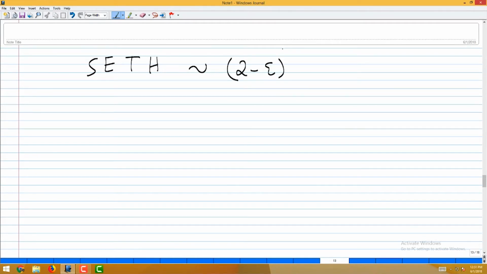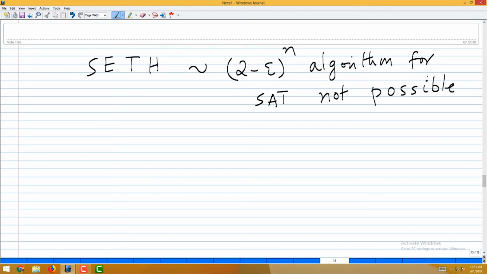a 2 minus epsilon to the power n algorithm for SAT is not possible. I mean, this is a conjecture, we do not know that. See, the fact that the problem is NP complete only tells you there is no polynomial time algorithm unless P equals NP. We do not expect a polynomial time algorithm. But you can ask, okay, but can I get a 2 power square root of n algorithm? Can I get a 1.3 power n algorithm?